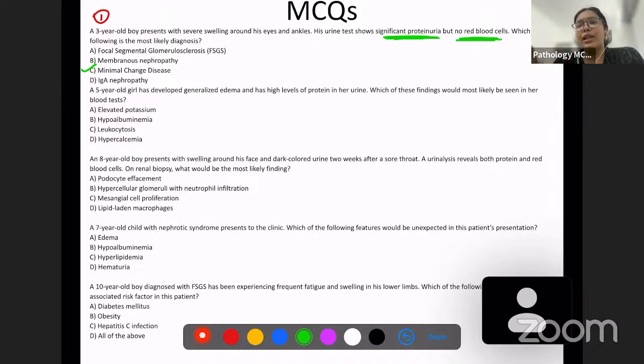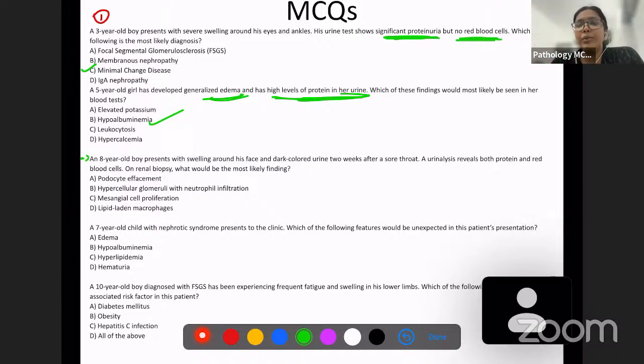A 5-year-old girl has developed generalized edema and has high levels of protein in her urine. Which of these findings would most likely be seen in her blood tests? Again, the diagnosis is minimal change disease. But here the question asks which would be seen in her blood tests. We know there's going to be proteinuria and, because of that, hypoalbuminemia. So this is what is going to be seen in the blood test. Again, very easy. Next one.